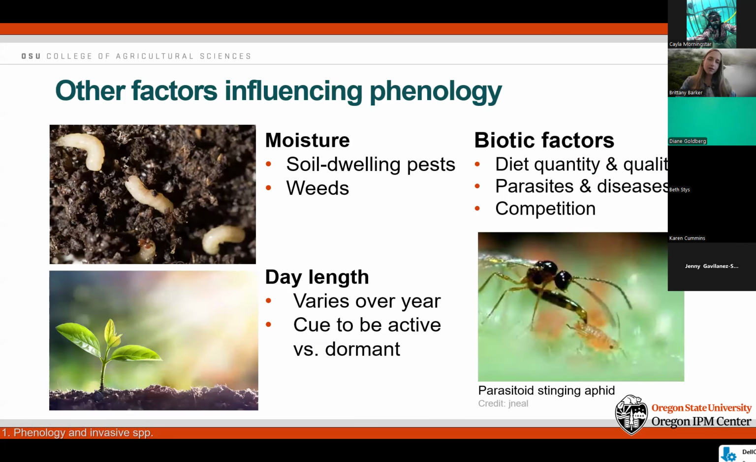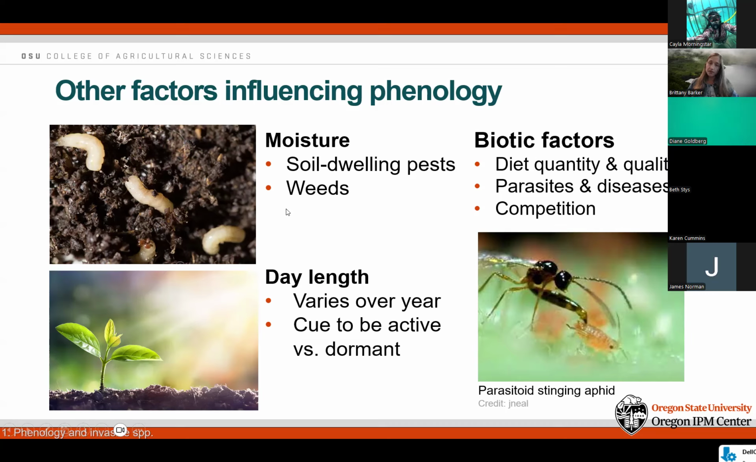So if we're talking about other abiotic factors, moisture is a pretty big one. Many insects have life stages that are in the soil. So this picture right here, I can't remember what species this is, but you can see the little grubs in the soil here. And then when it starts raining, that combined with temperature is a trigger for many soil-dwelling pests to begin activities for the year.